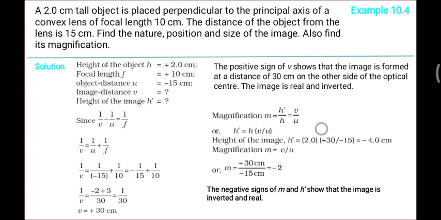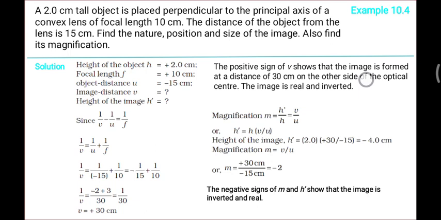Trying to focus here, you will get h, you know v, you know u. Put the respective numbers: h is equal to 2, v is equal to 30 and u is equal to minus 15. Everything else cancels out, and then do the maths. You will reach 4, but it is minus because the minus sign is dominating. So minus 4 centimeter. What is the meaning? Your object height is 2 centimeter and the image is 4 centimeter. It means it is going to be double, so your magnification should be 2.